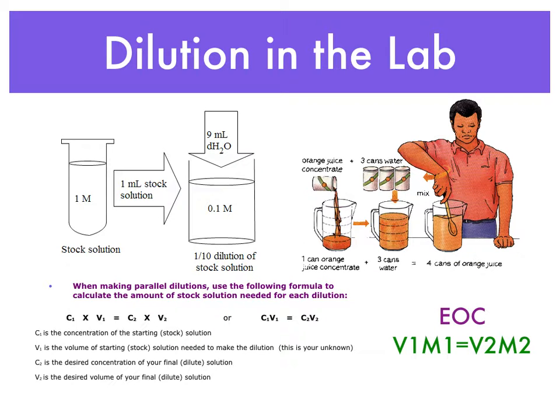So for instance, a dilution lab, this is showing the orange juice, and you put the can of orange juice in there and then you add water to it. You still have that can's worth of orange juice in there. It's just spread out a little bit further. And on our chart, this is the formula V1M1 equals V2M2. We will use this quite a bit, especially as we go through acids and bases.